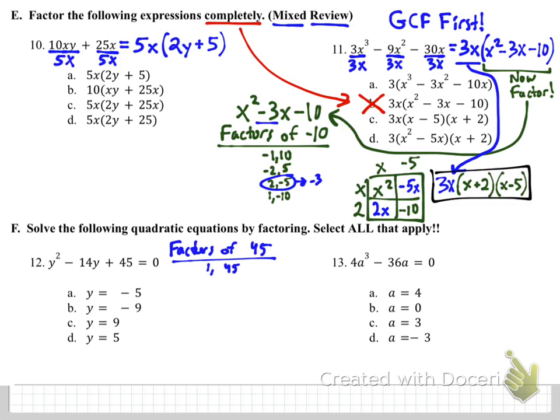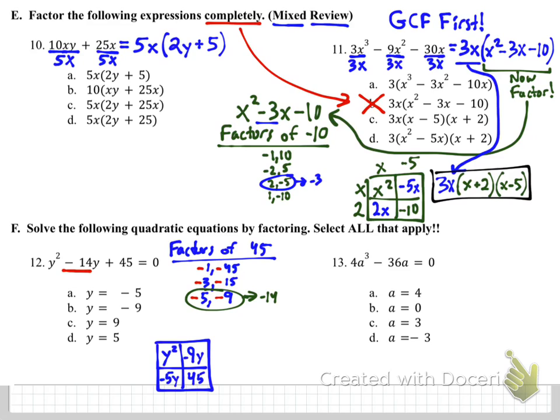Factors of 45 include 1 and 45, 3 and 15, 5 and 9, but notice we need them to add up to negative 14. So that means I'm going to put negatives in front of all those factors, and the two that add up to negative 14 are negative 5 and negative 9. I have to be very careful because it might look like 5 and 9, but we have negative numbers there, so I need to make that negative 5 and negative 9. That means our factors are y minus 5 times y minus 9, and that's equal to 0.